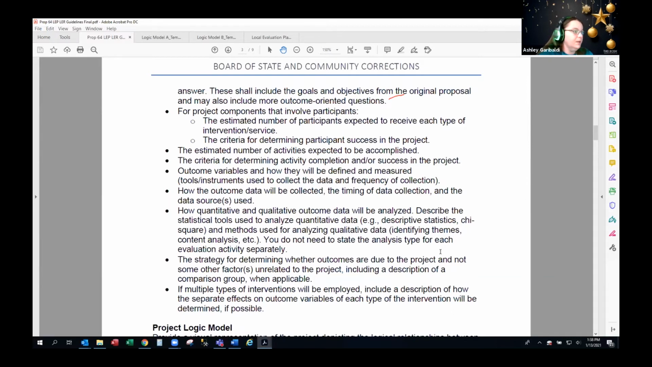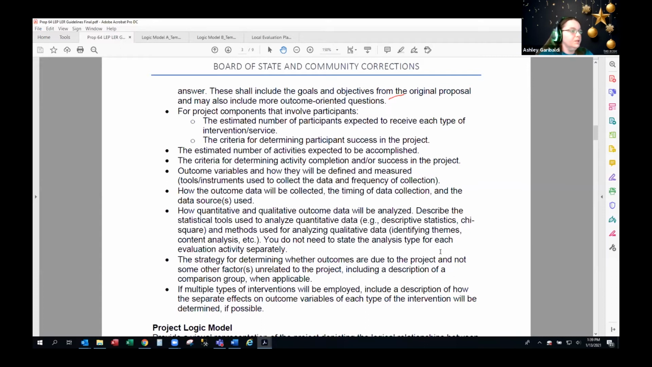The estimated number of activities expected to be accomplished. Again, this is an estimate, doing your best. Same with how many estimated number of participants you're going to expect to serve. And then also, this is the criteria for determining the activity completion or success in the project. Did you identify a certain number of land parcels, and then you eradicated a certain number, and then what you defined as your department's level of success in the project? Satellite imagery, for example.